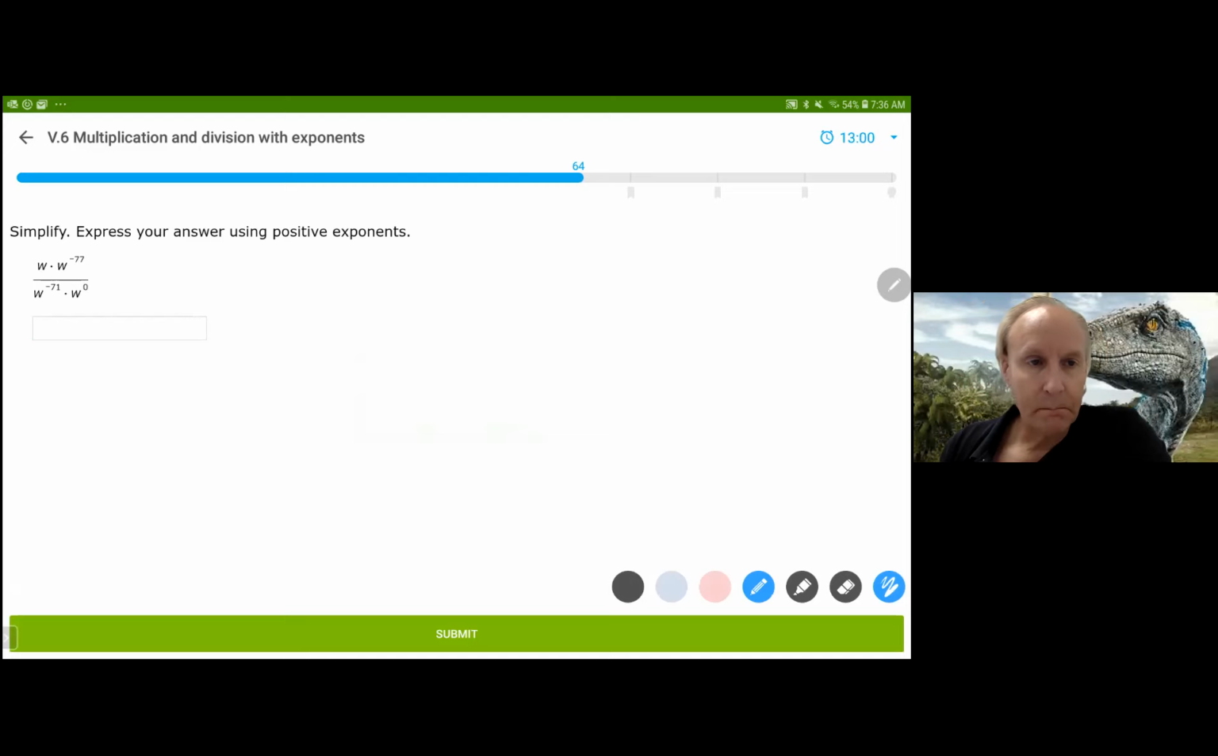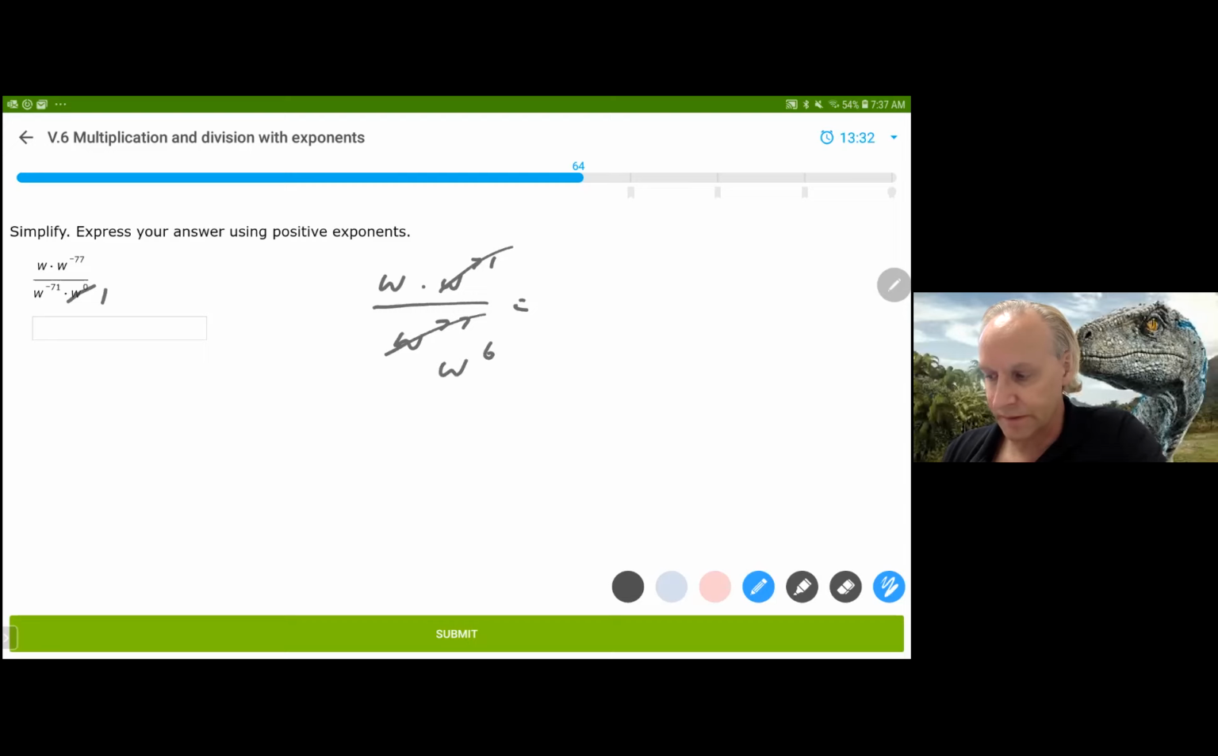All right, I'm going to do two things at once. I'm going to go ahead and ignore the w to the 0, which is 1. I'm going to move the w to the 71st to the numerator and the w to the 77th to the denominator. So what I end up with is w times w to the 71 over w to the 77. Now, I normally wouldn't do this. I just wanted to show you what I'm doing. I would normally have done this as well at the same time and gotten my w to the 6th. And then, of course, that's 1 over w to the 5th.